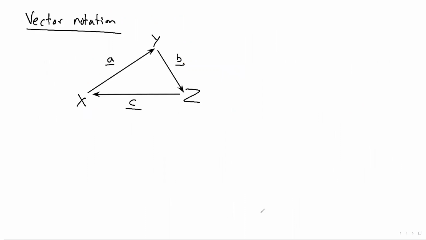Okay, so we also have vector notation. Now, vector notation looks a bit like this. So for example, if we have a point A somewhere and a point B, this notation here, AB with an arrow above it, is equal to the vector going from A to B.